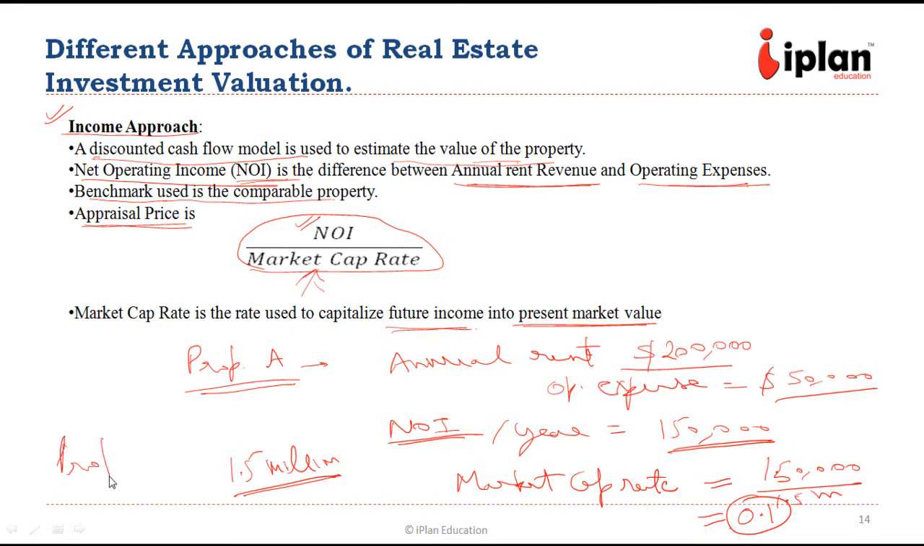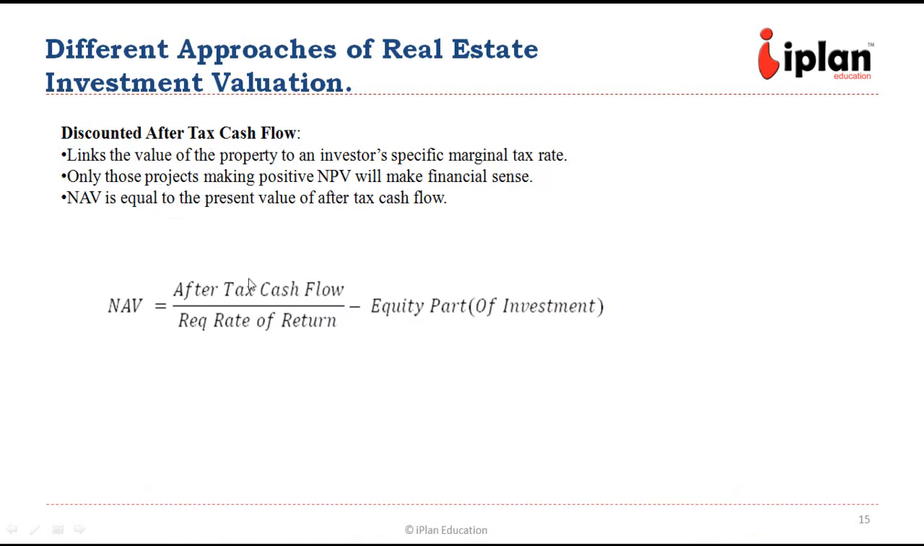So now if there is a property B which is of similar type, and where suppose net operating income, which is rent minus operating expenses, say $100,000. So based on the same ratio, we can find out the value, which is NOI by market cap rate. So $100,000 divided by 0.1, which is $1 million. So we can find out that the value of this property is $1 million based on our market cap rate. So we can find out for one particular property and we can use it as a benchmark for other property valuation.